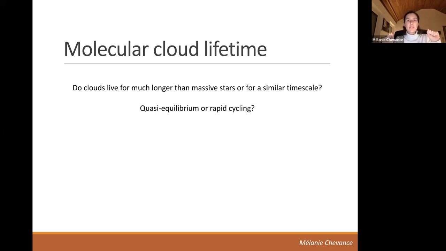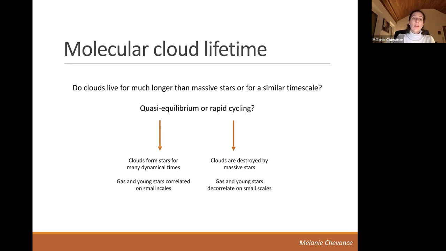So let's consider these two extreme cases, either a quasi-equilibrium between gas and stars, or a rapid cycling, where gas turns into stars very rapidly. In one case, you would see clouds that form stars over many dynamical times. In the other case, clouds convert into stars and then get destroyed very quickly. So what you would expect observationally is that in the first case, young stars and gas correlate on the small scales. In the other case, they never really coexist, so they decorrelate on the small scales.